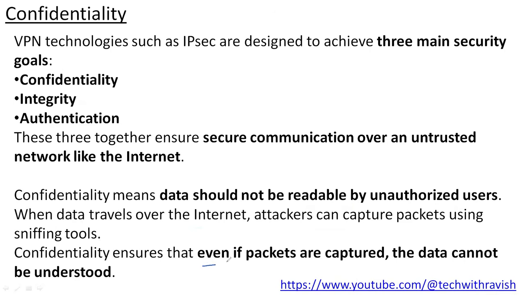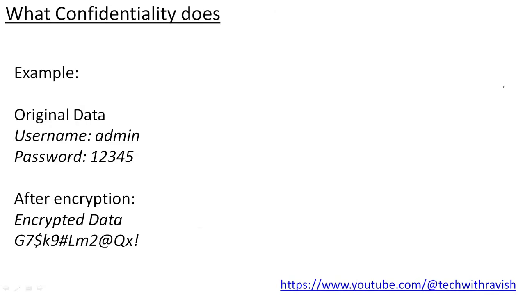Confidentiality ensures that even if packets are captured, the data cannot be understood or read. As I told you, no one can read your data. So this is an example. I already told you that this is my original data and this is encrypted data that cannot be read.